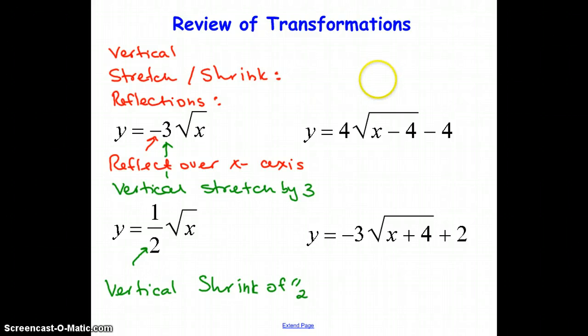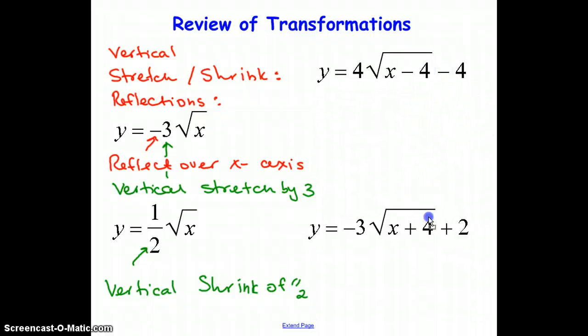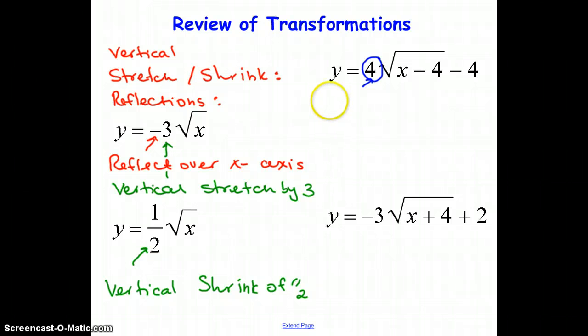The last two examples have several transformations all in one, so we're going to take a look at how to list them. And in order to have the right order, we're going to follow the order of operations. So all of our multiplication is going to be addressed first. So here we're multiplying by 4. So this is going to be a vertical stretch of 4.